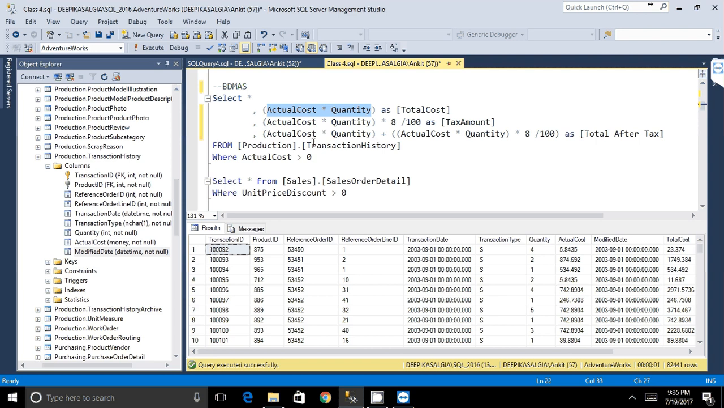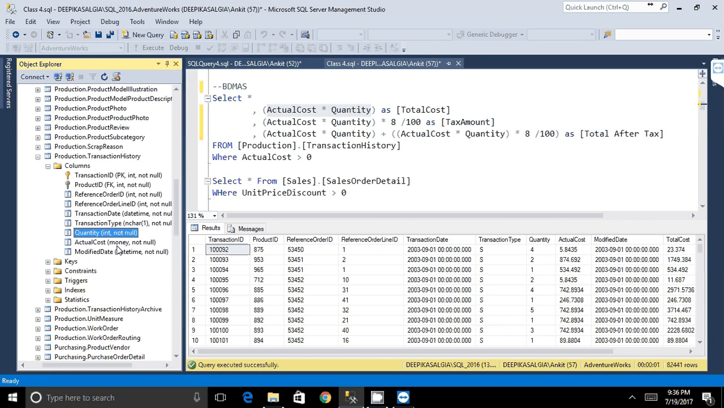So the column on which you are applying addition, subtraction, division, multiplication has to be in either of these data types, either integer or money. They cannot be a character data type. So you cannot do addition for a column which is defined as character. Let's say if the quantity is a character, it won't allow you to do the calculation. So whenever you do addition, subtraction, multiplication, it has to be the integer or the money data type.